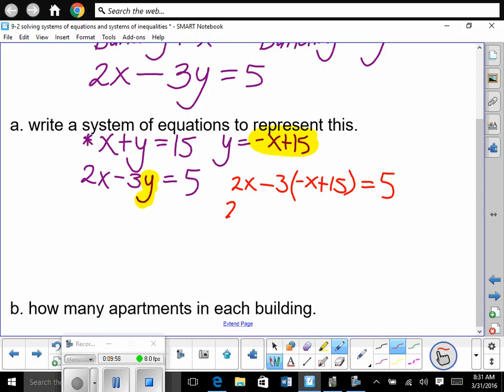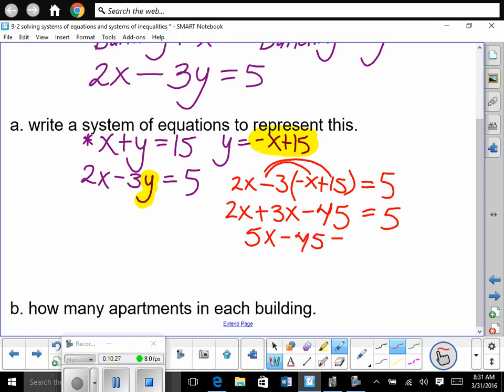So that's 2x, and then we're distributing negative 3 into both of these, so be really careful here. So we'll have plus 3x, right? And then minus 45. Negative 3 times negative x is positive 3x, negative 3 times positive 15 is negative 45, is equal to 5. Is everybody comfortable so far solving? So now we're going to combine our x's, so we have 5x. And then minus 45 is equal to 5. Solving for x, we'd add 45. So we have 5x is equal to 50. Divide both sides by 5. So x is equal to 10.